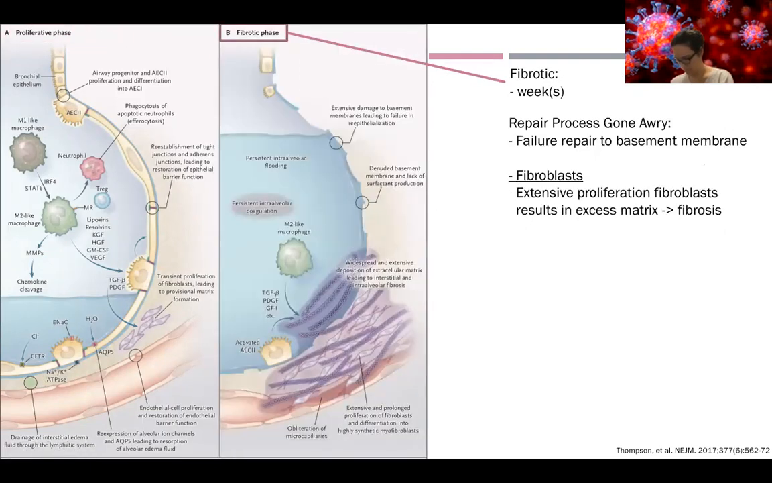That fibroblastic proliferation can go awry and lead to the fibrotic phase, which happens on the order of weeks. This is a smaller subset of patients, but they can go on to have extensive proliferation of the fibroblasts that leads to laying down of excess collagen that stiffens both the intraalveolar and interstitial matrix.